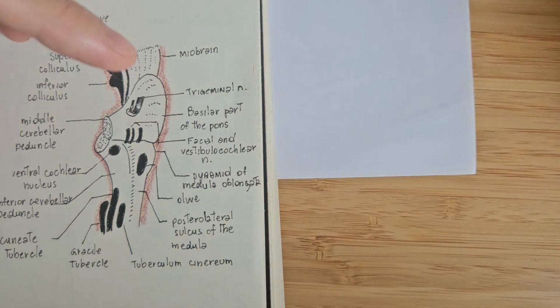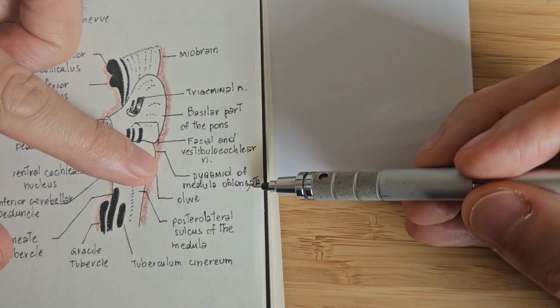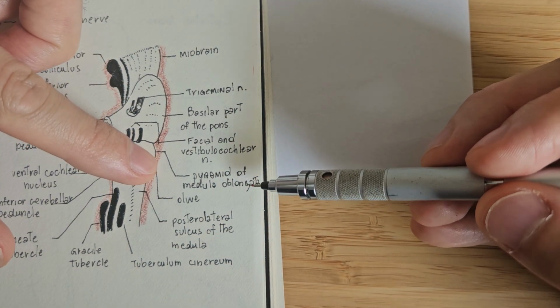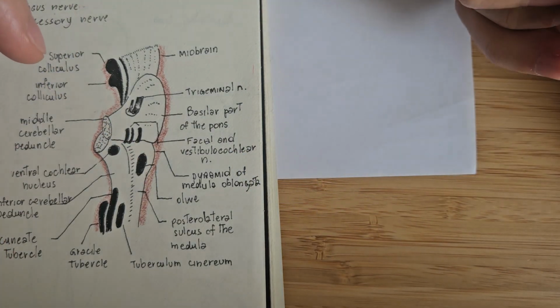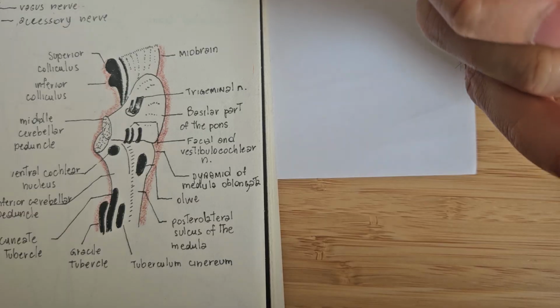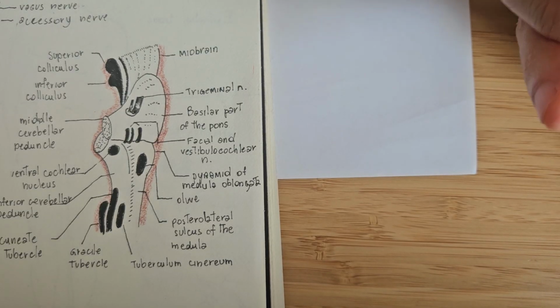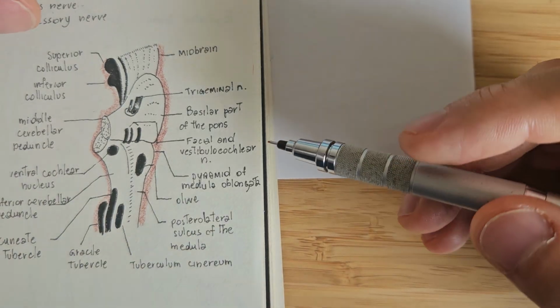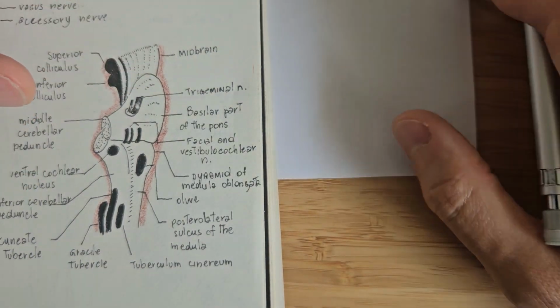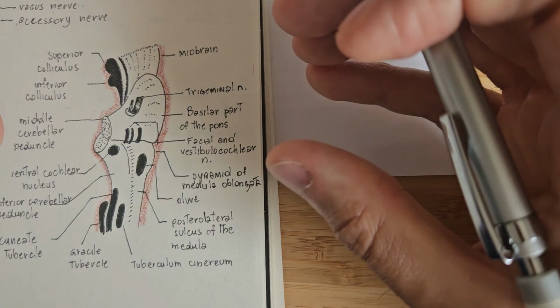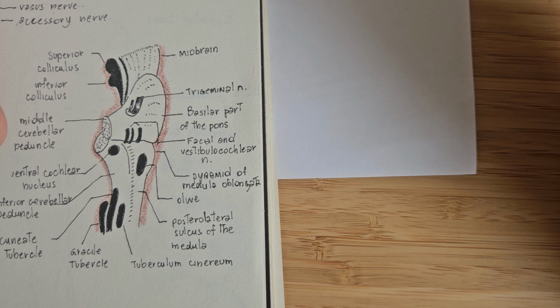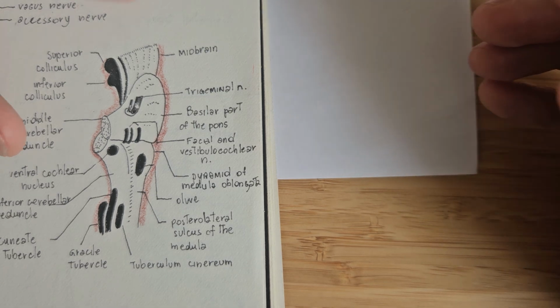Then we have the pyramid of medulla oblongata, and the pyramid is formed by the descending corticospinal tracts that will carry voluntary motor signals from the cerebral cortex to the spinal cord. Damage to the pyramids results in contralateral hemiplegia, which is the weakness on the opposite side of the body, and this is often seen in stroke or trauma affecting the brainstem.